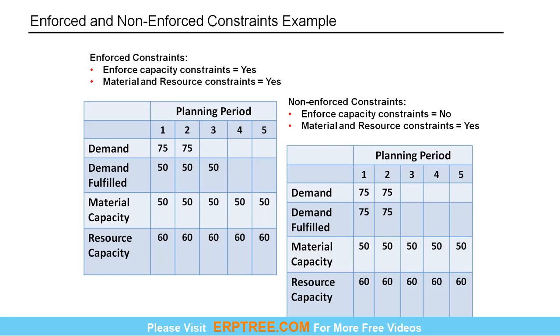If you are not enforcing the capacity constraints, then obviously if the demand is 75 and you have a resource capacity and a material capacity of 60 and 50, it will override that, and it will say create a planned order of 75 on this date, whatever the constraints are. I don't care about the constraints. This is nothing but the non-enforced constraints, or the enforced demand due date EDD plan.